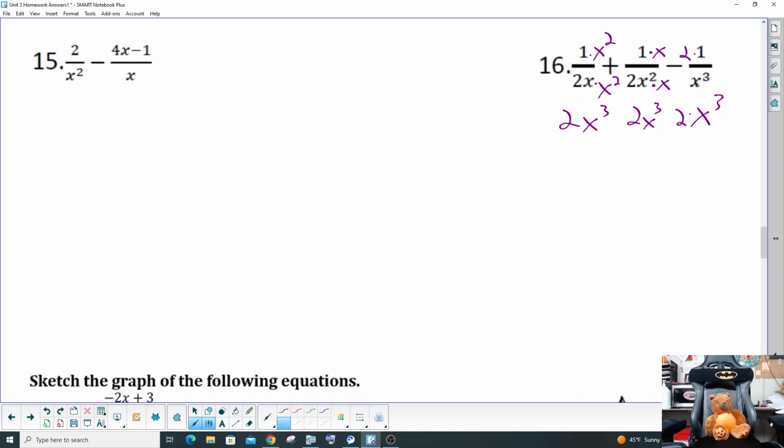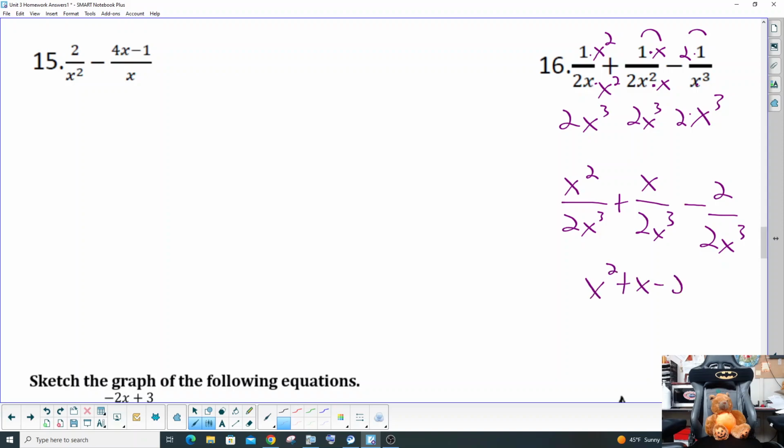So on the top, we have 1 times x squared is x squared, all over 2x cubed, plus 1 times x is just x, over 2x cubed, minus 2 times 1 is 2, all over 2x cubed. So we are going to combine the top over the bottom just once. That means x squared plus x minus 2, all over 2x cubed. Remember, when you're adding fractions, you combine the top and the bottom once.